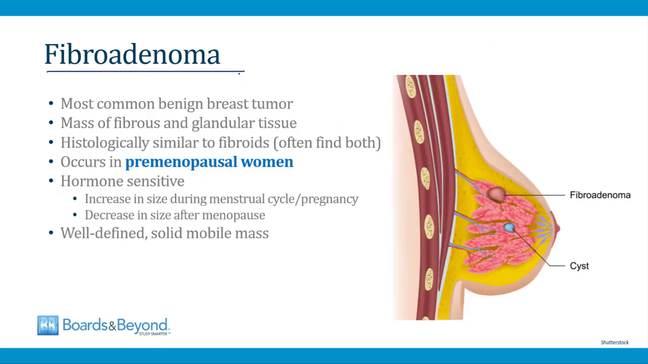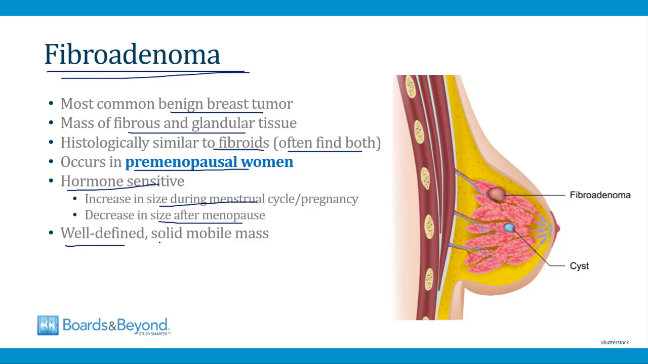So a fibroadenoma is the most common benign breast tumor. It's a mass of fibrous and glandular tissue, and histologically it's very similar to fibroids in the uterus. And in fact, women who have fibroadenoma of the breast often have uterine fibroids as well. Fibroadenomas occur in premenopausal women, just like uterine fibroids do, and also, like uterine fibroids, they are hormone sensitive. They increase in size during the menstrual cycle and pregnancy, and they decrease in size after menopause. And fibroadenomas present as a well-defined solid mobile mass in the breast.